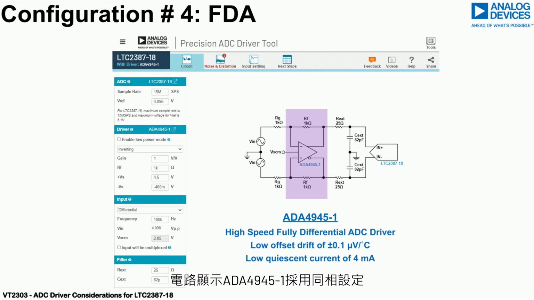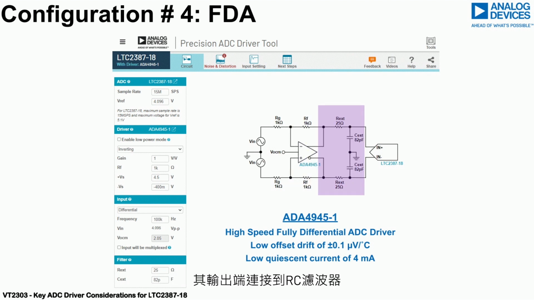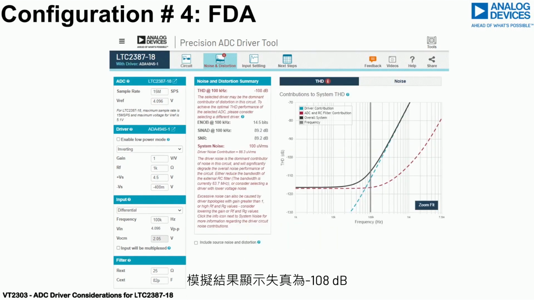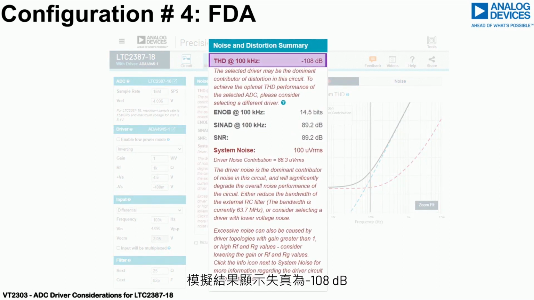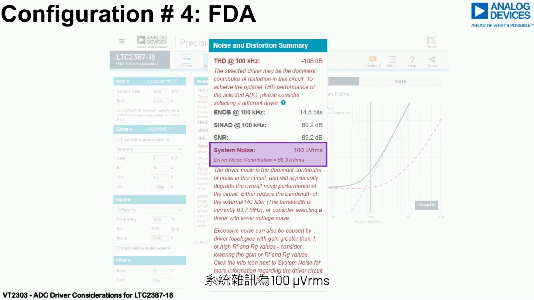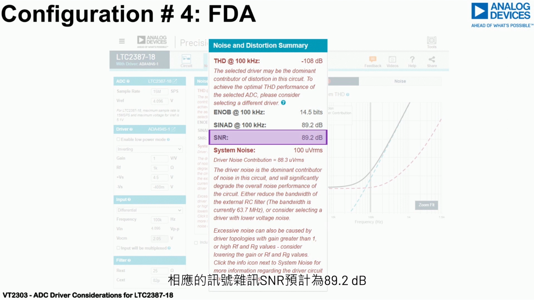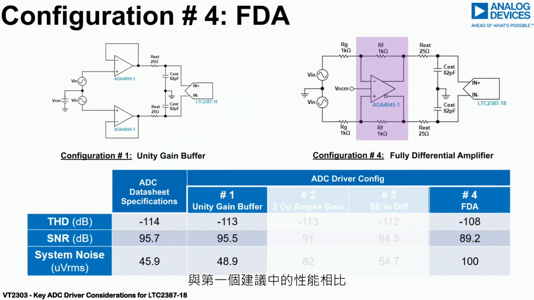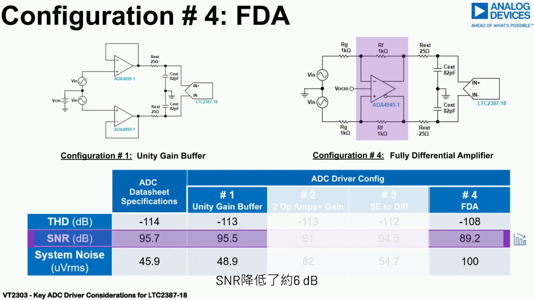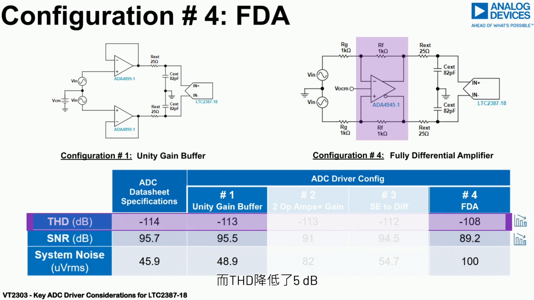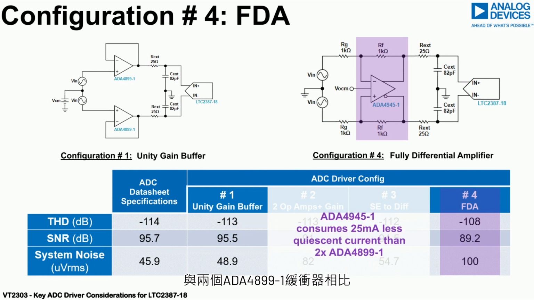The circuit shows the ADA4945-1 configured in an inverting configuration. Its output is connected to the RC filter, which then connects to the LTC2387-18. The simulation shows a distortion of -108 dB and a system noise of 100 microvolts RMS, with the associated signal-to-noise ratio projected to be 89.2 dB. Comparing with the performance achieved from recommendation 1, the SNR is reduced by approximately 6 dB, while the THD reduces by 5 dB. The reduced performance comes at the benefit of 25 milliamp lower quiescent current versus the two ADA4899-1 buffers.